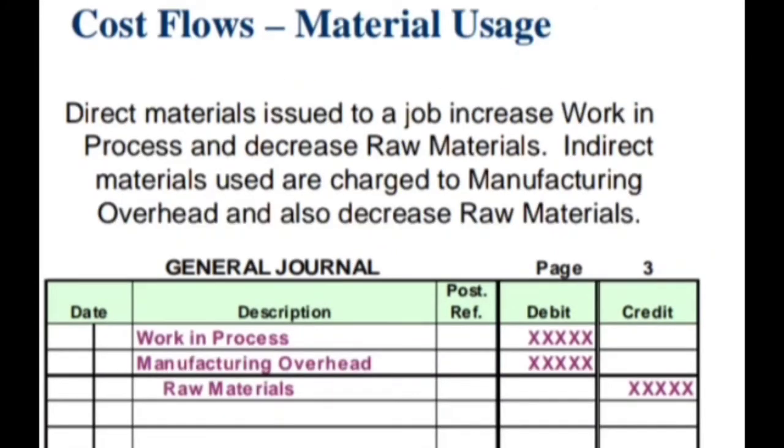Now when the material which was purchased in the first entry will be used, the direct portion shall go into work in process, and the indirect portion shall go into the manufacturing overheads. And now as the raw material is being used, the asset, the inventory, is being used, so it shall be credited as it is being reduced. So that is why work in process debit, manufacturing overheads debit, and raw materials credit.